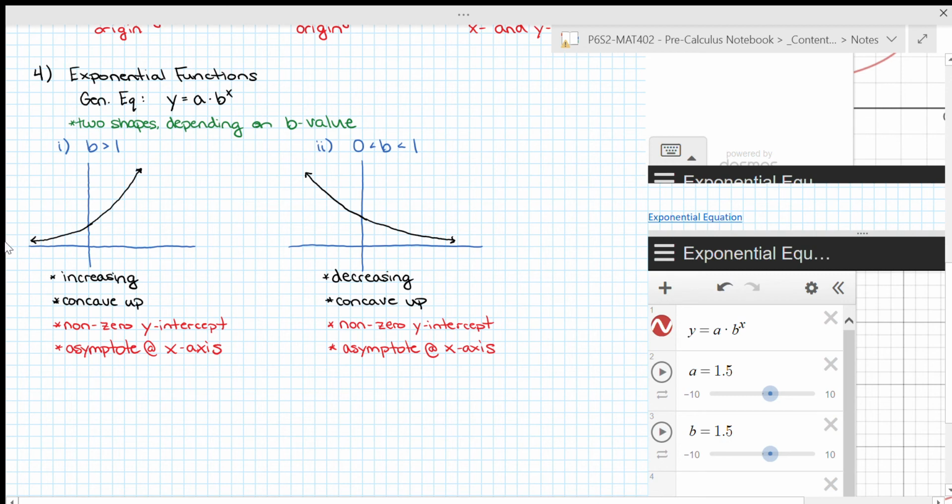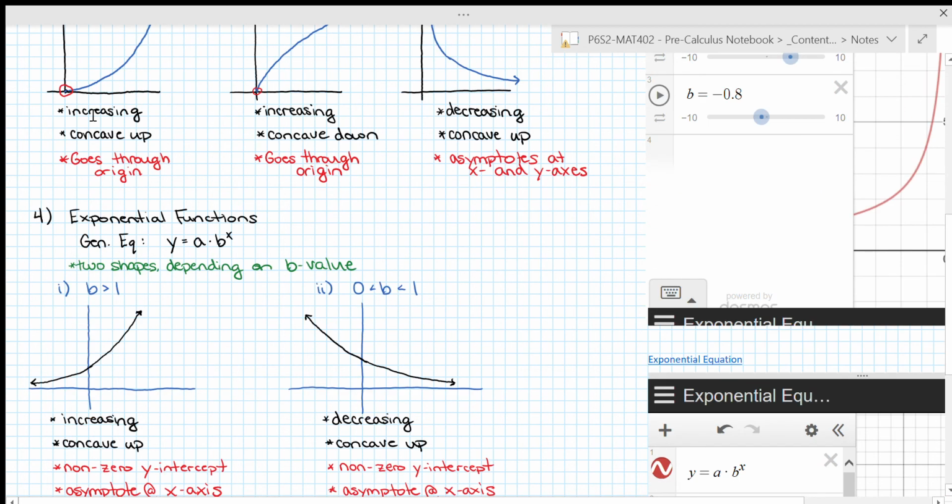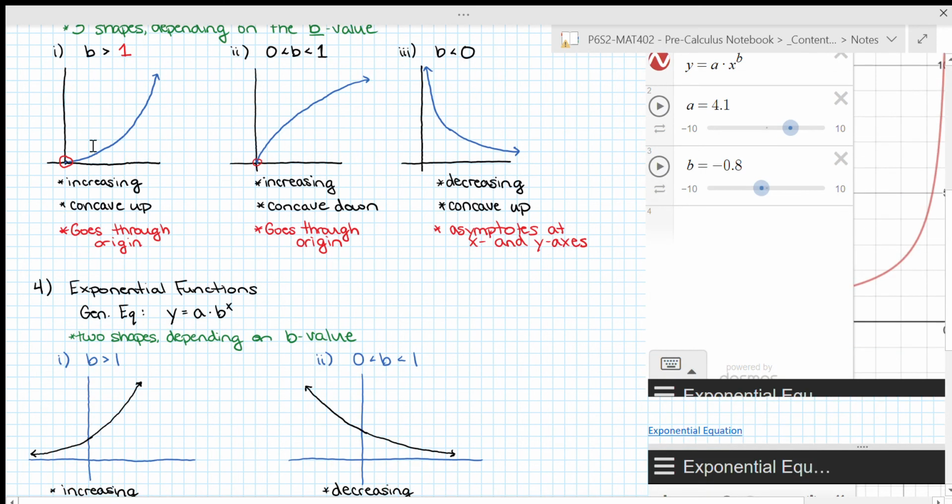And it has this asymptote at the x-axis. This one has no asymptote, it actually hits that spot. So very similar with similar conditions, that b value being greater than 1, but the graphs look a little bit different. You're going to have to be able to tell those apart.